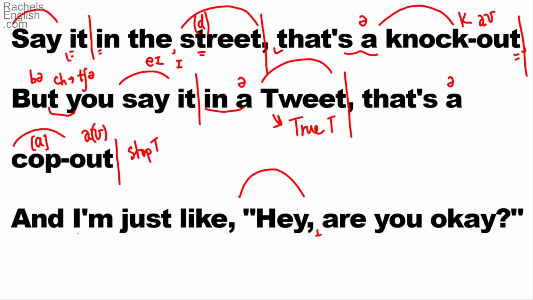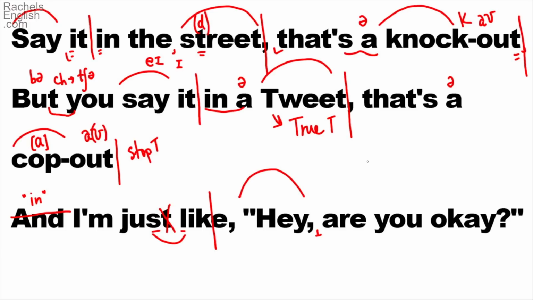The word and, again, reduced. It sounds a lot more like the word in, said quickly, unstressed. And I'm just like, again, the T is dropped, comes between two consonants. These words link together. There's no T sound. And again, I don't really hear the released sound of the K. Again, that's a stop. And I'm just like, hey, are you okay?